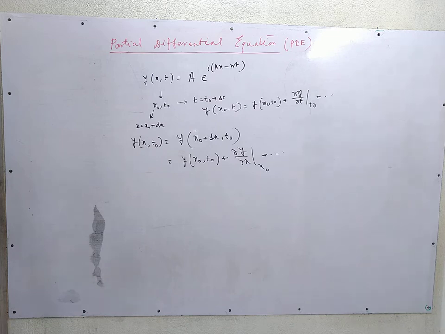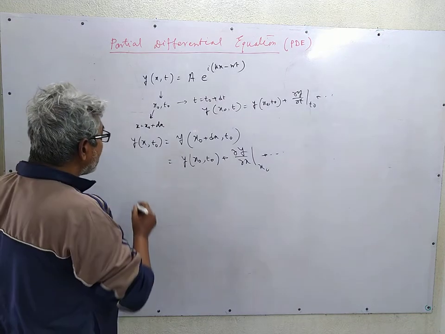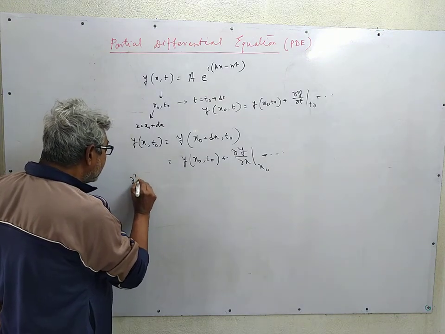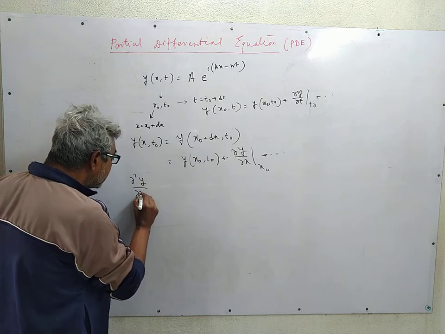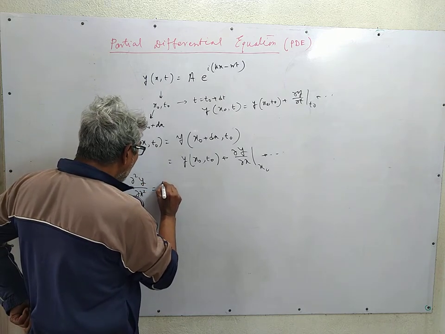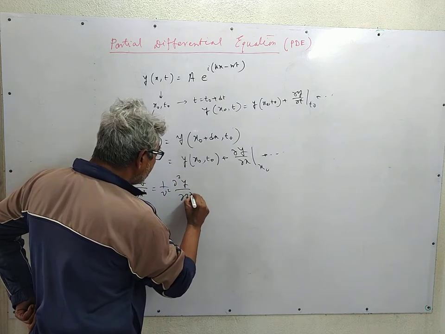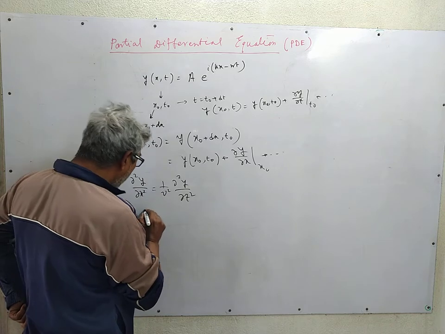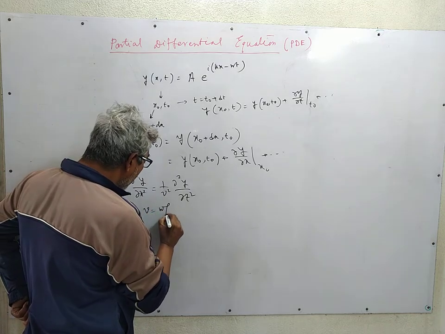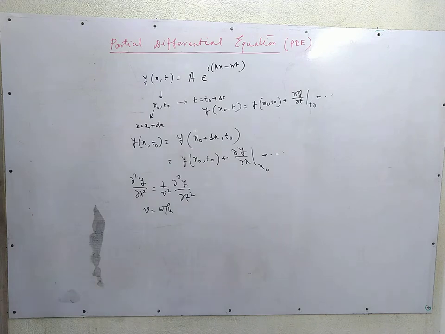As for example, this equation: del 2y del x2 is equal to 1 by v square del 2y del t2, where v is the velocity of wave propagation, v is equal to omega by k. So we define a partial differential equation as a differential equation which involves the partial derivatives of a function.